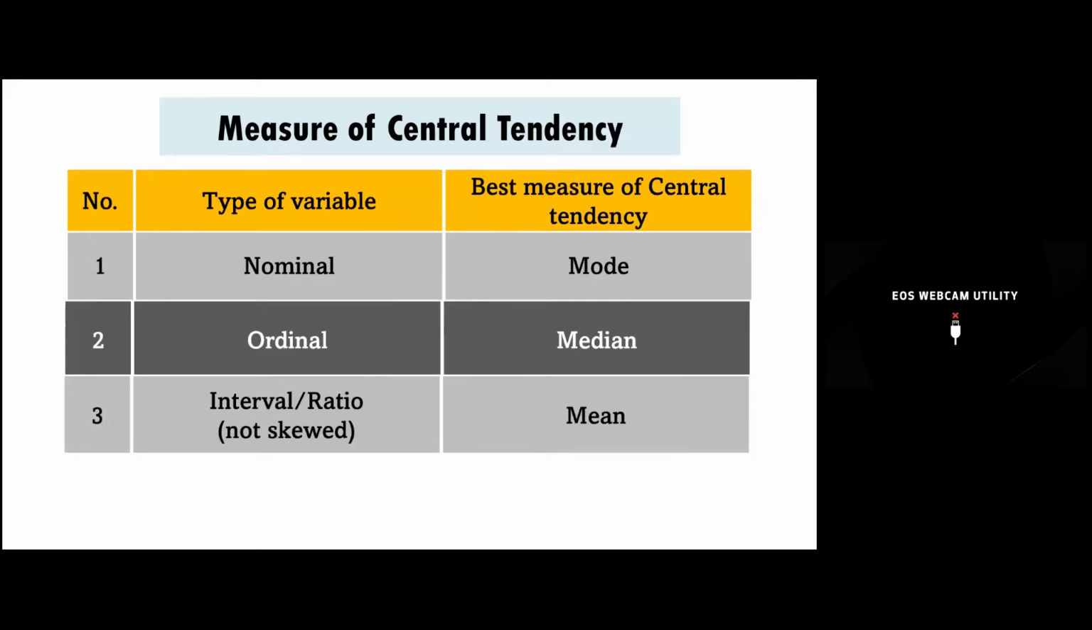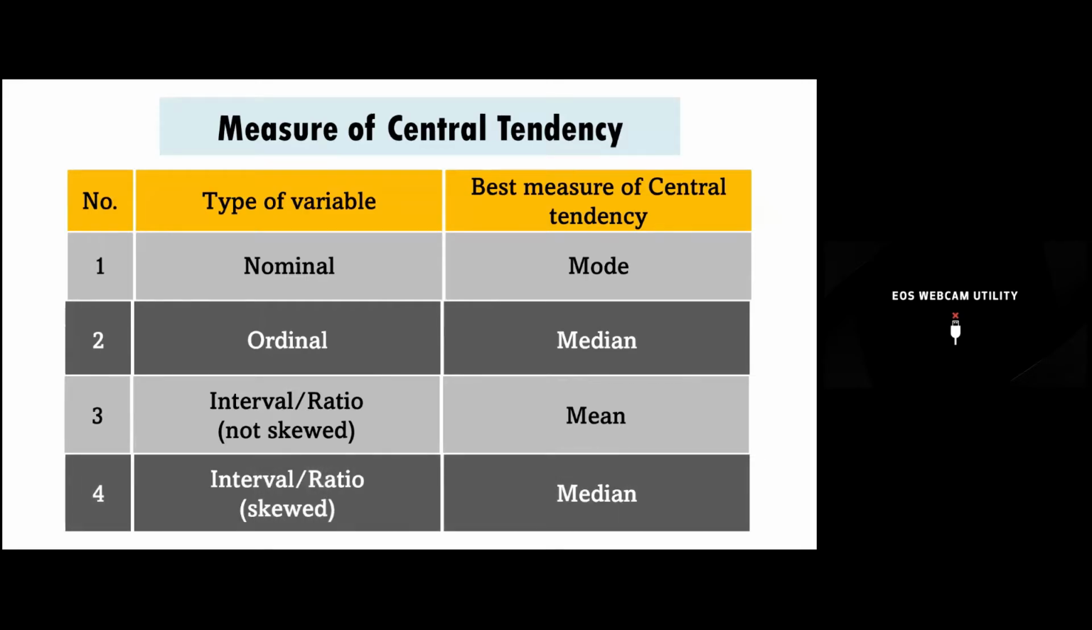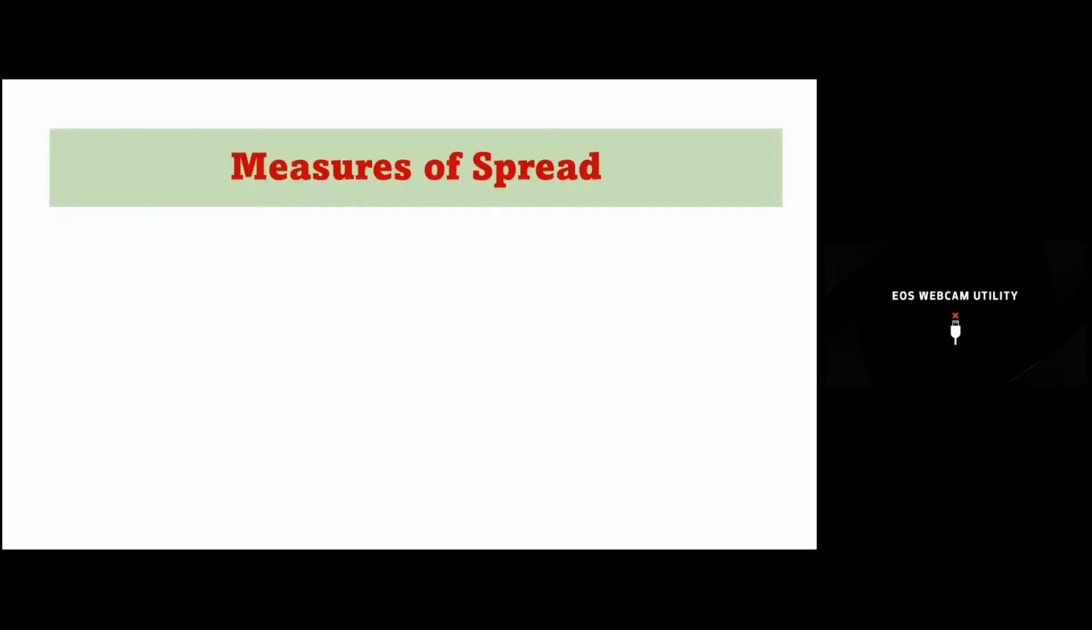And if it is an interval and ratio scale, which is not skewed, then we describe it with the mean. And if it is an interval and ratio scale, which is a skewed one, then we use the median as a measure of central tendency.